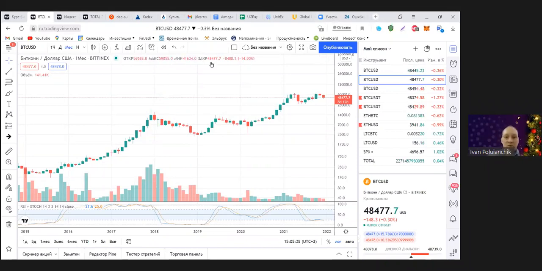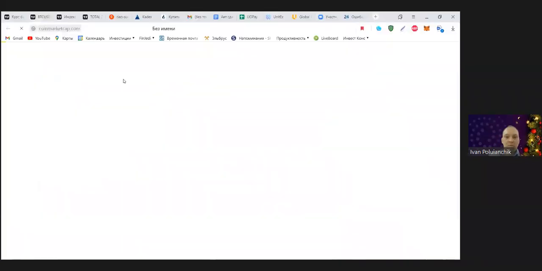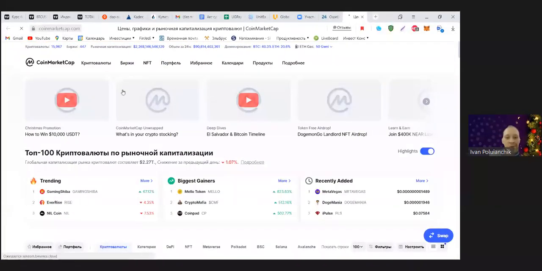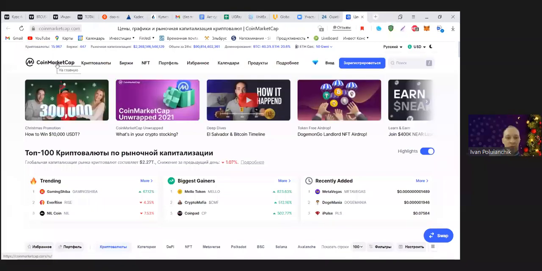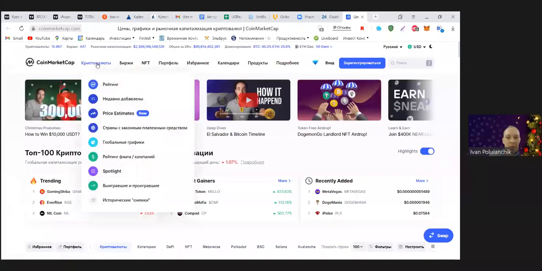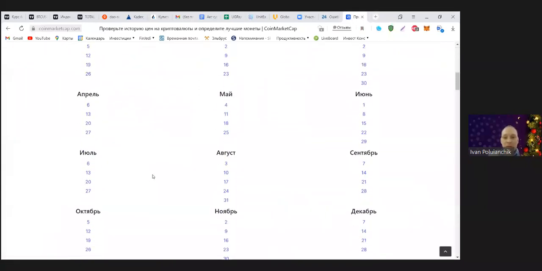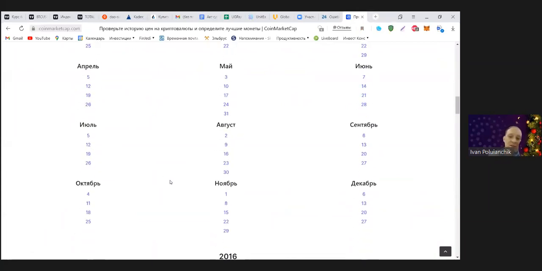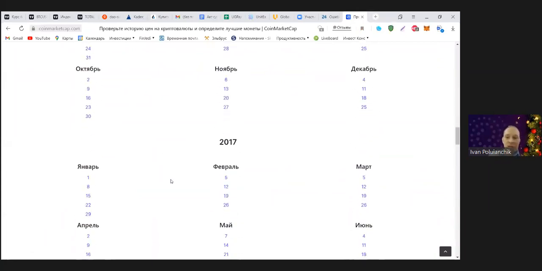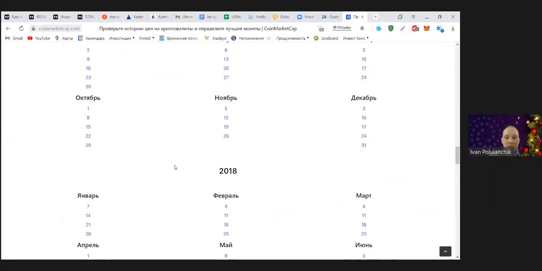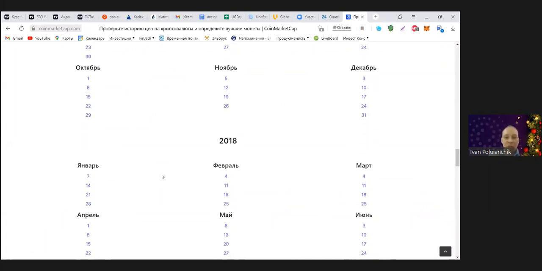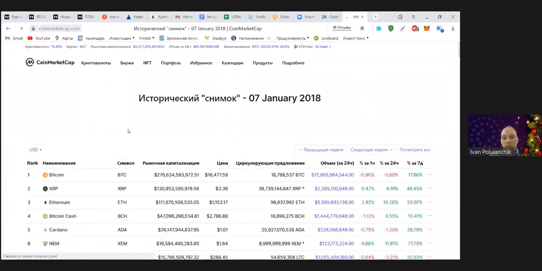I'm going to show you the CoinMarketCap website. If you don't know that website, well, remember it. So here it is. This website shows us, it's like a Wikipedia for crypto. So just note that here we have snapshots, so-called historical snapshots, and we can see how the market looked like in 2017. Let's go to late 2017, early 2018.